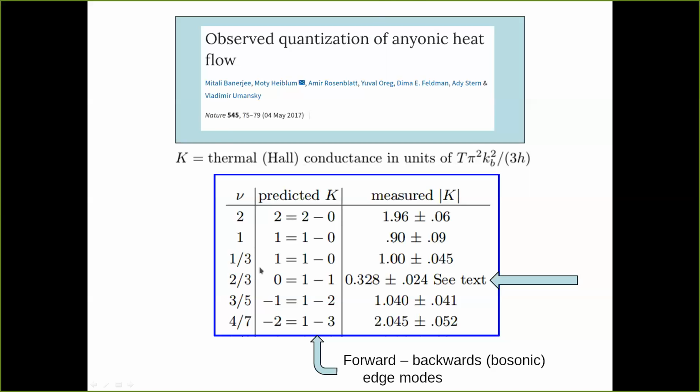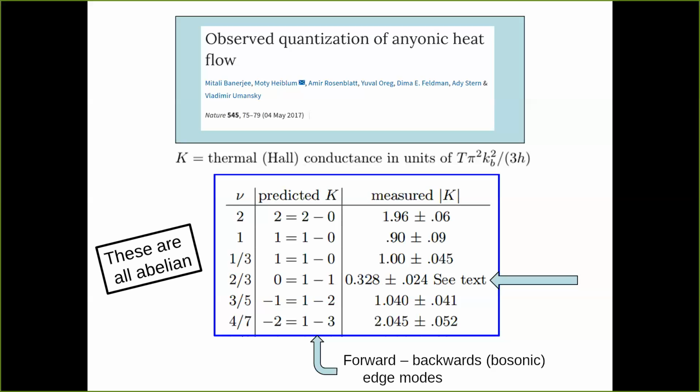Anyway, the one case where it doesn't come out in perfect agreement with the experiment is at nu equals 2/3 here, where you expect to get 0, 1 minus 1. And you don't get 0, you get something that's closer to 0 than it is to 1, but it's not 0. But the claim is if you make the sample longer and longer, you'll actually get closer and closer to 0. And the claim is the sample just isn't long enough to get to 0 yet. We'll come back to discuss this later because that's going to turn out to be an important issue.